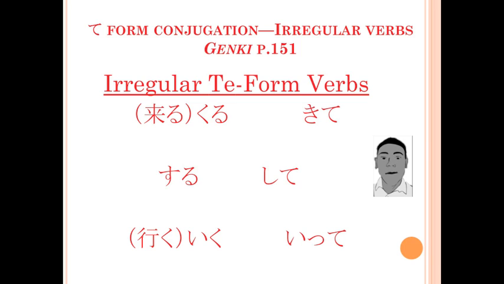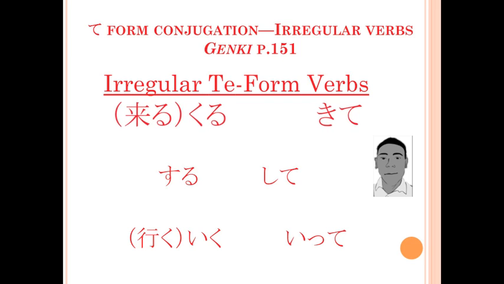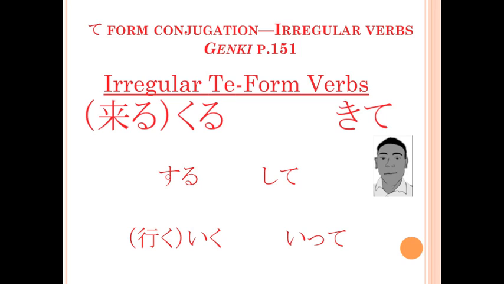In addition to the ru and u verb rules, there are 3 verbs with irregular te form conjugations. These verbs are kuru, suru, and iku. The te form of kuru is kite. Kuru becomes kite in the te form. The te form of suru is shite. Suru becomes shite in the te form. As per usual, suru and kuru are irregular, and you'll have to memorize their irregular te form conjugations. We will also add iku to the list of verbs with irregular te form conjugations that we must memorize.